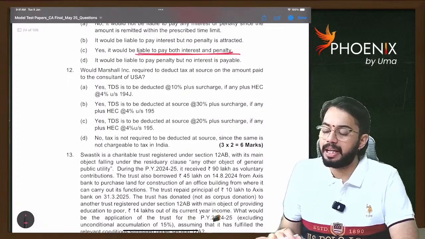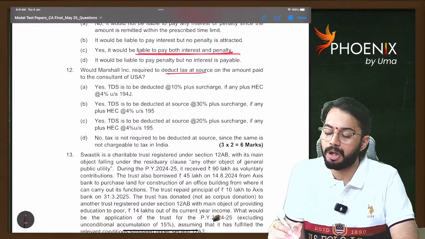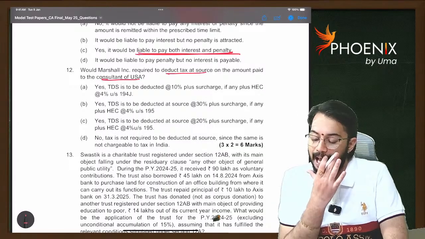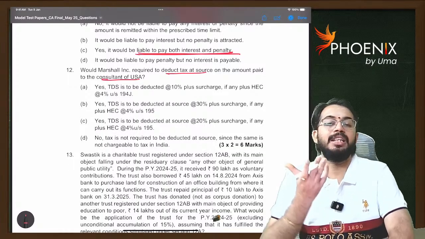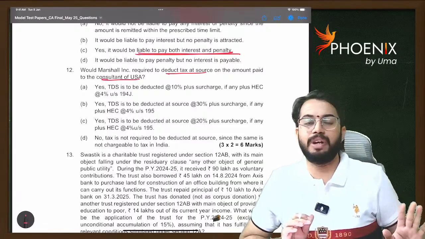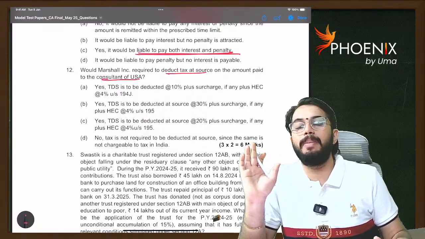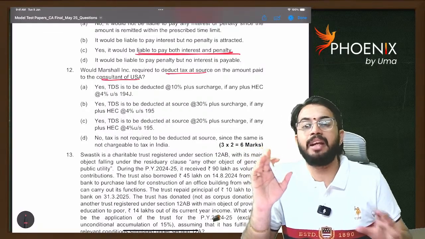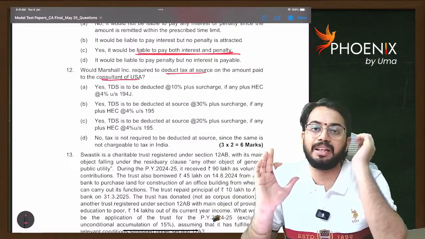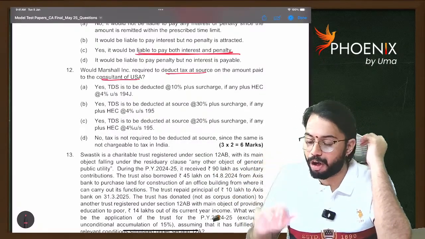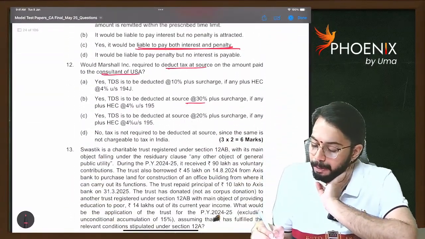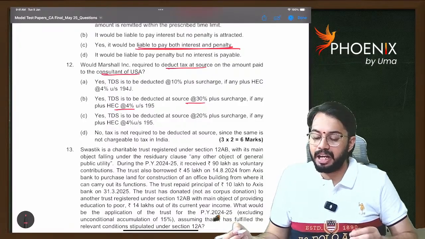Next, would Marshall Inc. be required to deduct tax at source on amount paid to consultant of USA? Yes. Tax is required to be deducted. What is the tax rate? See, fees for technical services approved by government, tax rate is 20%. If it is not approved by government, tax rate is 30% plus, like rates in force. Whatever the tax rate applicable to non-resident is there, we will take that tax rate. So tax rate applicable for non-resident, here consultant is individual, no? So 30% plus 4% HEC as per section 195 will be deducted.